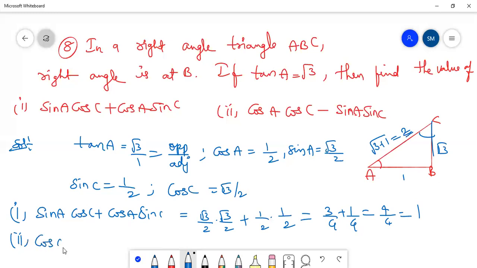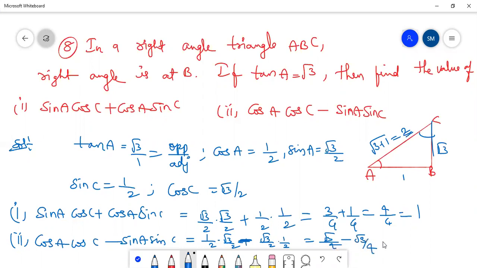Second one is cos A cos C minus sin A sin C. Substitute cos A is 1 by 2, cos C is root 3 by 2, minus sin A is root 3 by 2, sin C is 1 by 2, equal to root 3 by 4 minus root 3 by 4, which is equal to 0. This is the solution of the 8th problem.